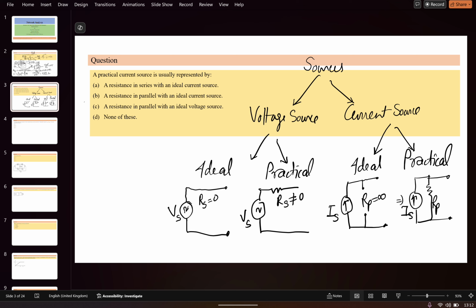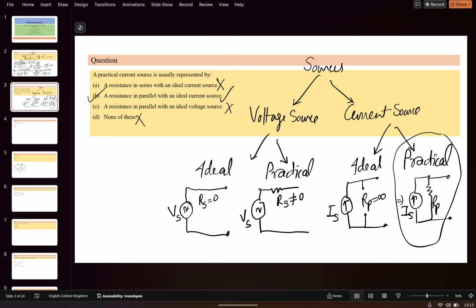So let me go through the options. What is written is that a practical current source is represented by a resistance in series with the ideal current source. But I'm saying this part: it is not in series. So this is the incorrect option. Option B is a resistance in parallel with the ideal current source. That is actually true because you can see that a resistance is there in parallel. Option C is incorrect, and D is also incorrect. So option B is the correct answer for this question.